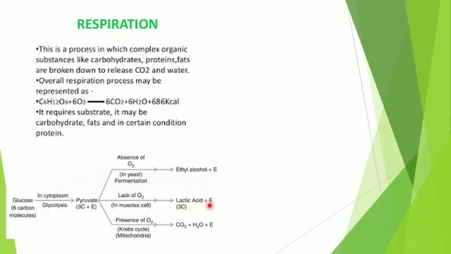But the amount of energy will be very, very less. And if this event is happening in a microorganism, where the pyruvic acid was formed and there is a lack of oxygen, then it will undergo fermentation. It will release ethyl alcohol and energy.